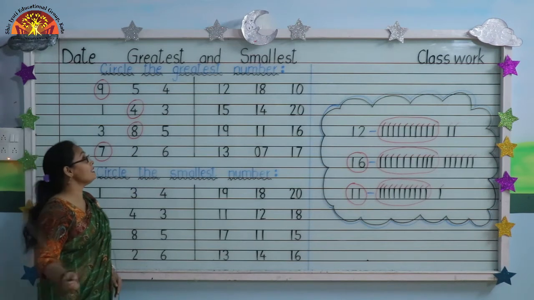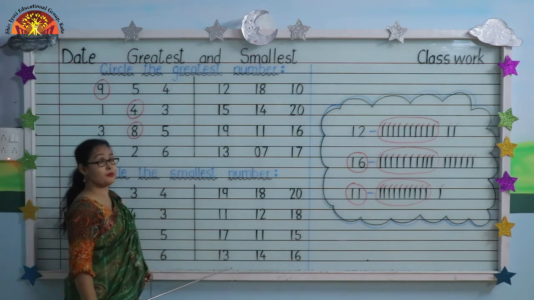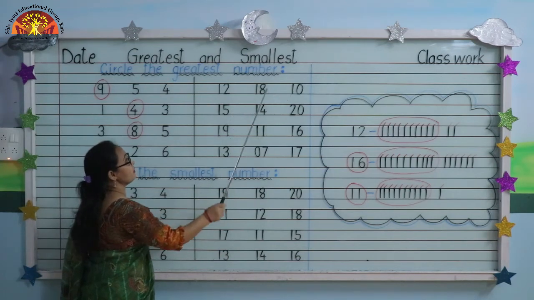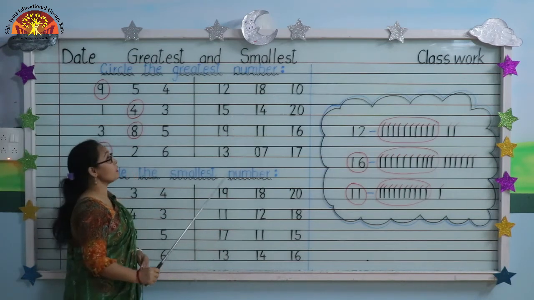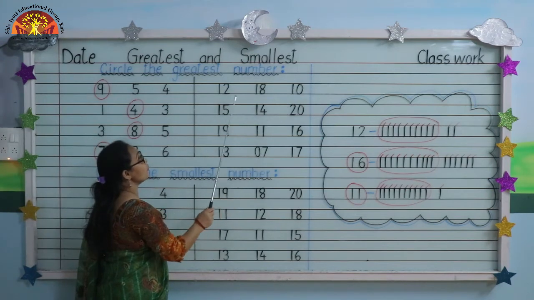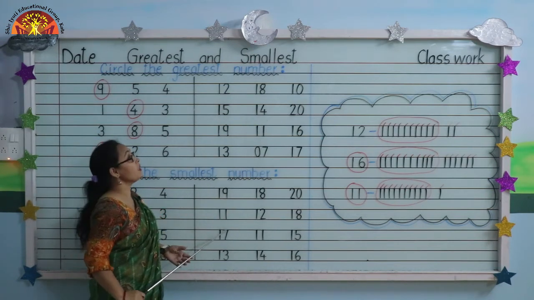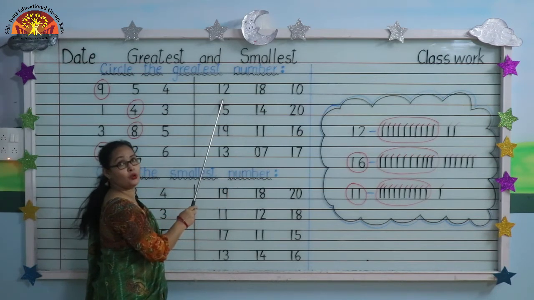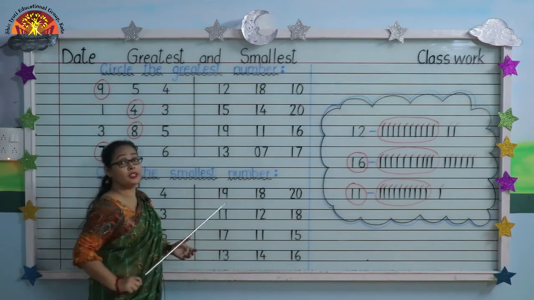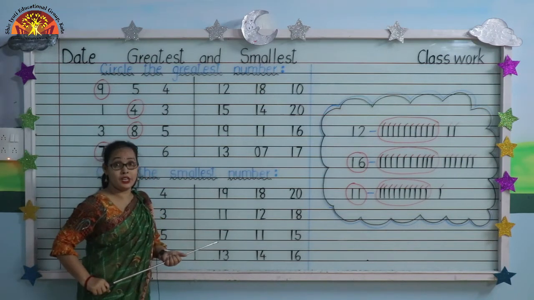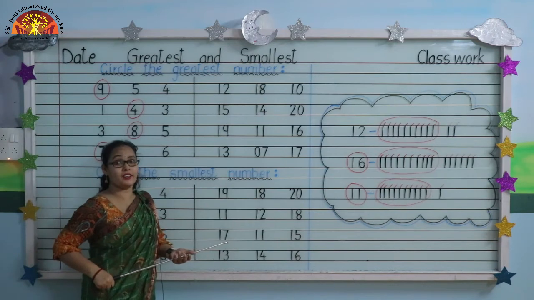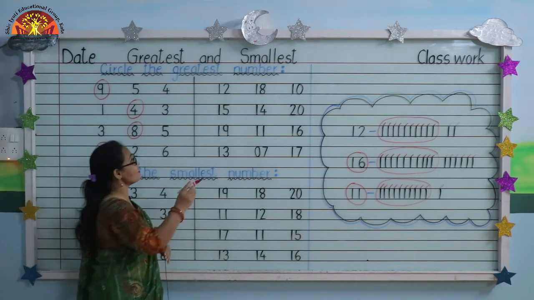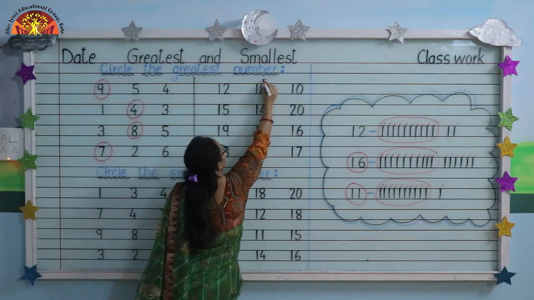Move to next. Next given numbers are 12, 18, 10. Kids, now you tell me which is the greatest number over here. Is it 10? No. Is it 12? No. Is it 18? Yes. Very good, kids. Now you tell me what we will do here. Very good. We will circle the greatest number like this.